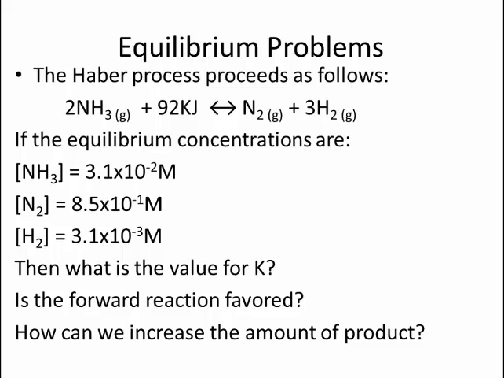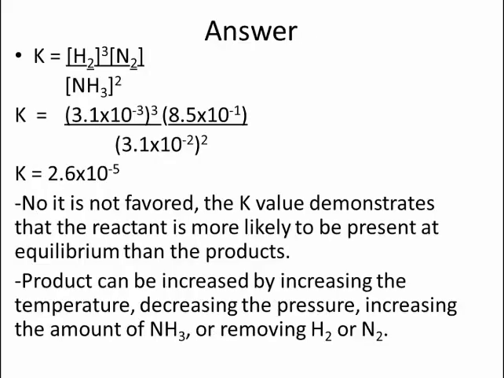So we see it's an endothermic process. We're given our equilibrium concentrations, so we've allowed our system to reach equilibrium, and these are the concentrations of the ammonia, the nitrogen, and the hydrogen gas. And so the questions are, what's the value for K? Is the forward reaction favored? How can we increase the amount of the product? Okay, so we go and plug our concentrations in. We figure out the K value from using those concentrations.